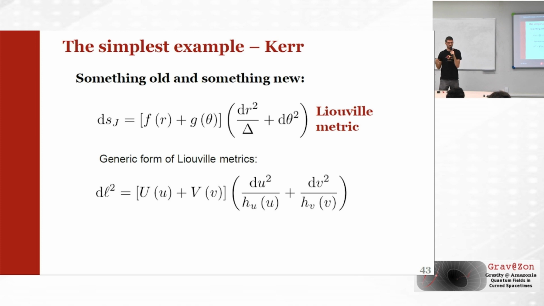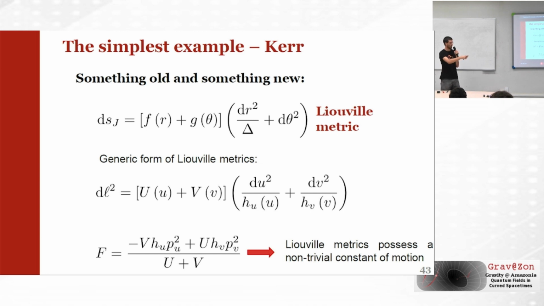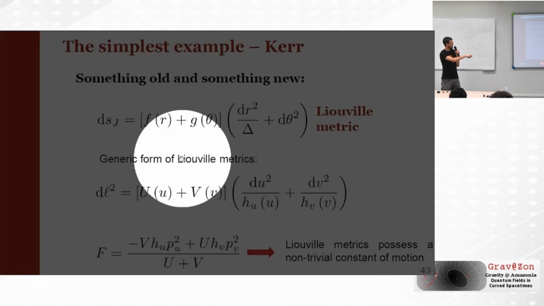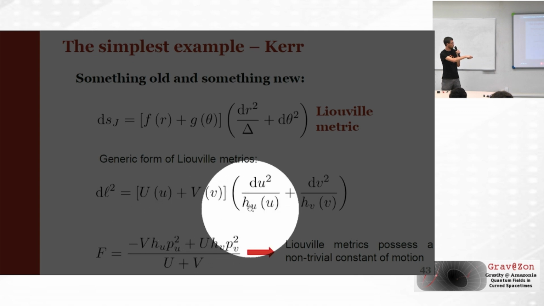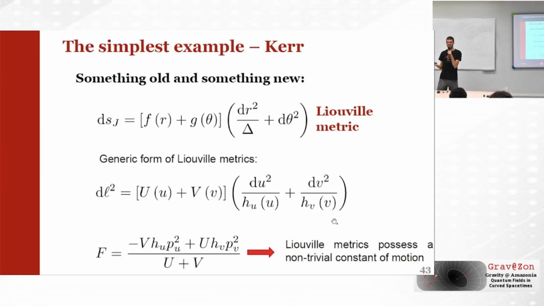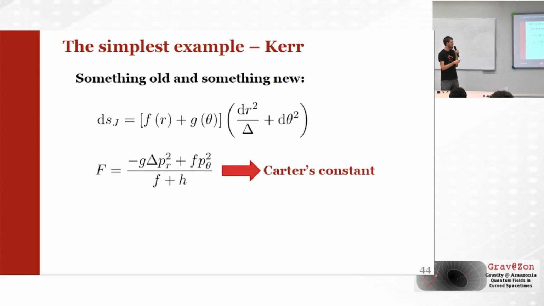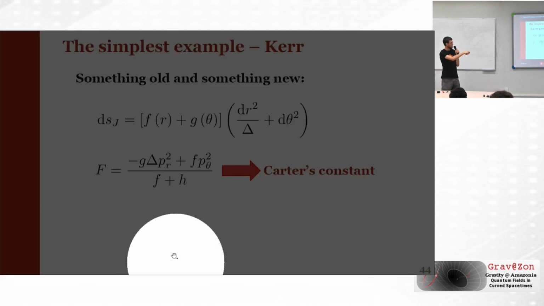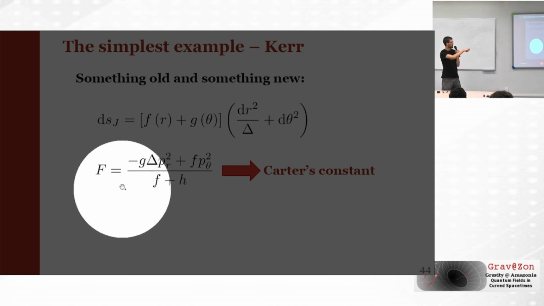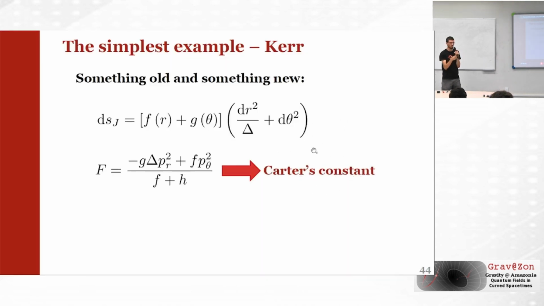Why am I telling you this? Because these metrics are very special. They have a conserved quantity along geodesic motion, which is related to a non-reducible rank 2 Killing tensor, and it has this expression here. This is a non-trivial constant of motion, and we know that the Kerr spacetime also has a non-trivial constant of motion, Carter's constant. And what we see is that this constant of motion for our effective 2D metric is precisely Carter's separation constant, as we hoped.